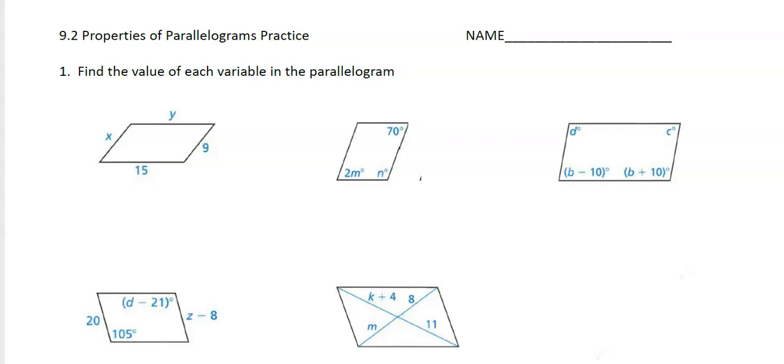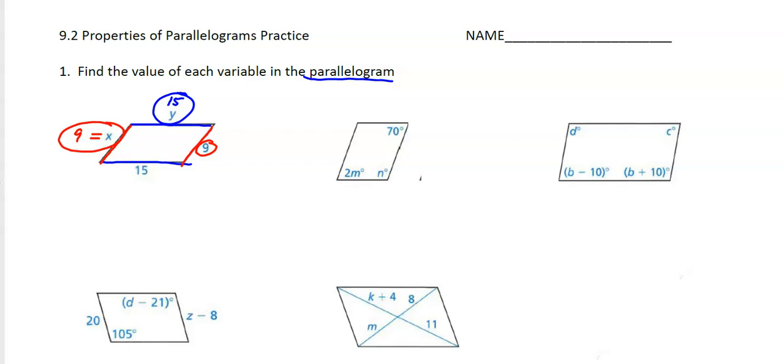So number 1, find the value of each variable of a parallelogram. So remember, a parallelogram has opposite sides that are equal. So if the bottom's 15, then y has to be 15. Same thing on the left and the right. These opposite sides have to be equal. So if this side is 9, x has to be equal to 9. All right, moving along to number 2.